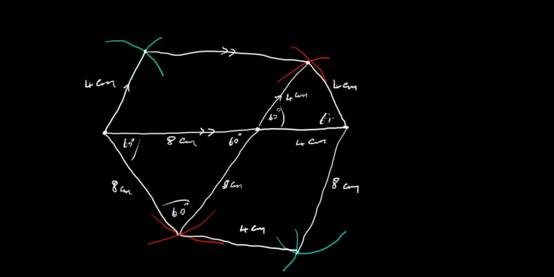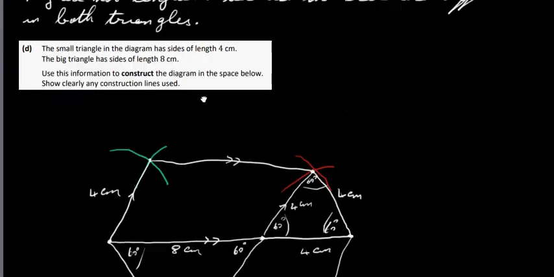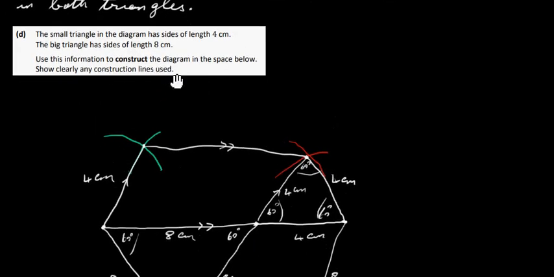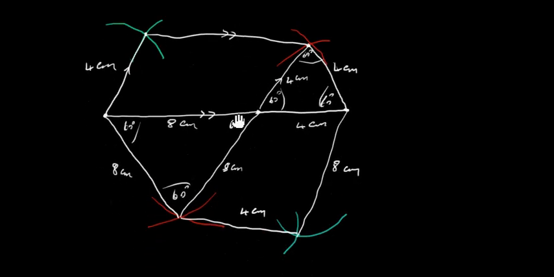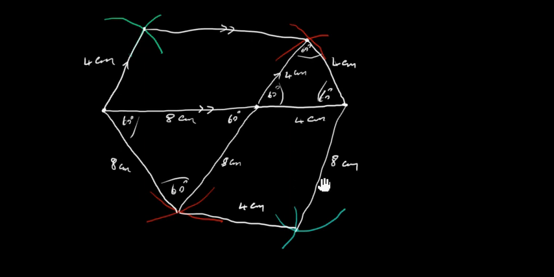I think that's all we had to do here. Let's see, what did they say here? Use this information to construct the diagram in the space below. Show clearly any construction lines used. So we have these arcs in here. There would be our construction lines. We've put in our measurements here, 8, 4, 4, and these are all 8 as well here. So you could put in 8 centimeters here, 8 centimeters, 4. Yeah, we have everything in that we need. Okay, so that's the end of this particular question.